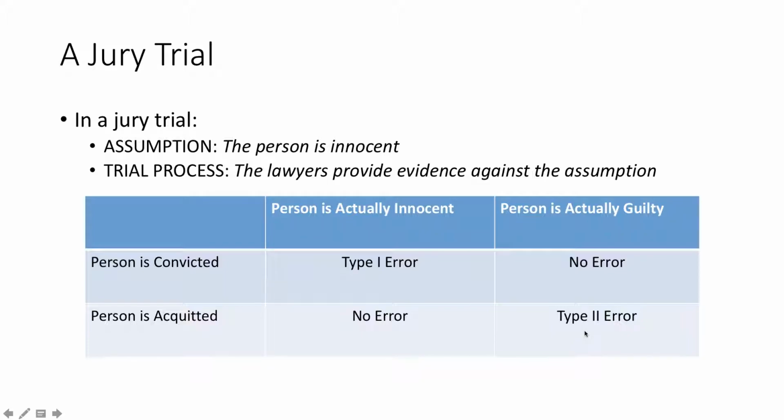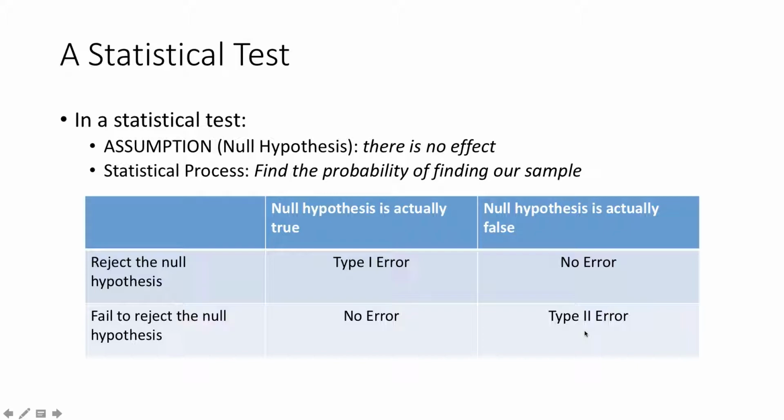So let's put this in the language of statistical tests. In a statistical test, our assumption is that there's no effect. That's our null hypothesis. We're assuming that there's no difference between groups, or one group's the same as another, or something like that. Our goal in the statistical process is to find the probability of finding our sample under that assumption. So you either reject the null hypothesis and say, well, our statement of no effect was not true, or we fail to reject it. We say, well, we don't have evidence against it.